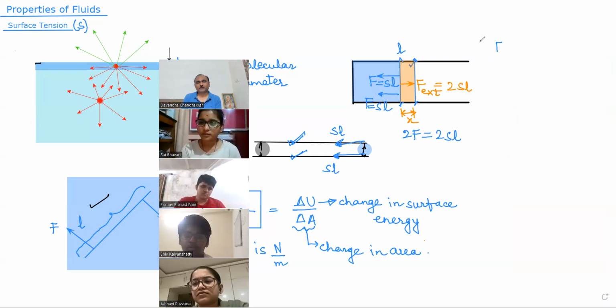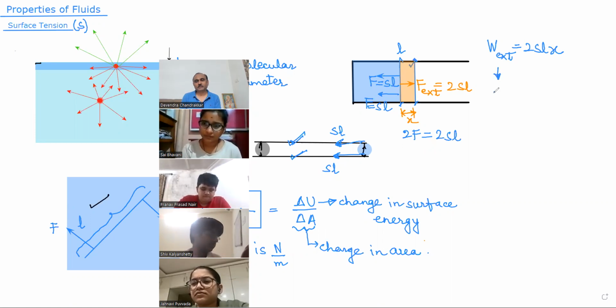Work done by this external force, it's a constant force, is 2FL times X. Force into displacement, right? Force is 2FL, displacement is X. So whatever is the work done by the external force is stored as change in potential energy, and this is equal to 2SLX.